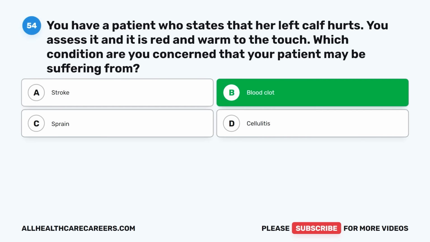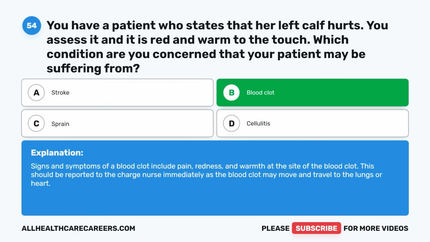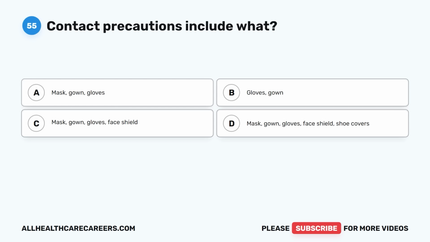The correct answer is B, blood clot. Signs and symptoms of a blood clot include pain, redness, and warmth at the site of the blood clot. This should be reported to the charge nurse immediately, as the blood clot may move and travel to the lungs or heart.